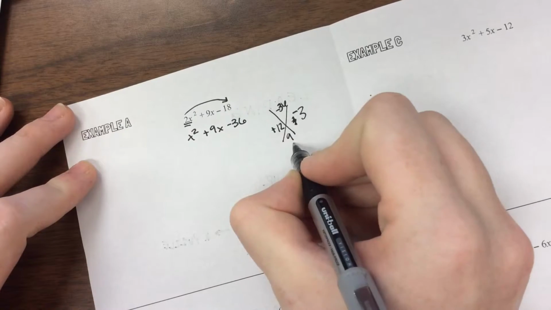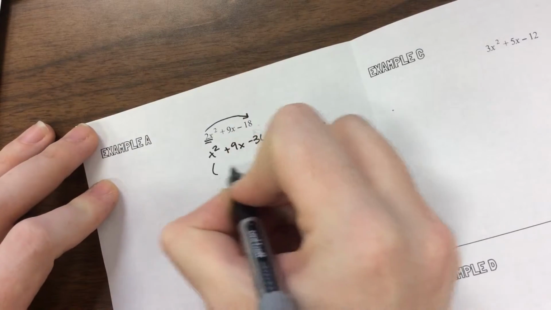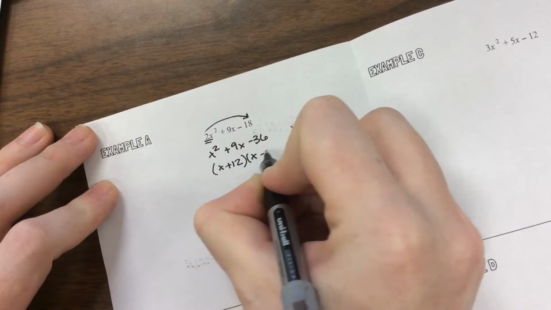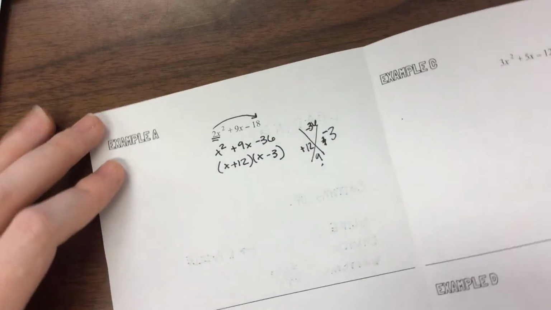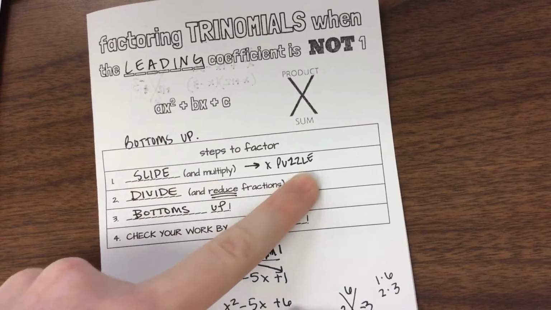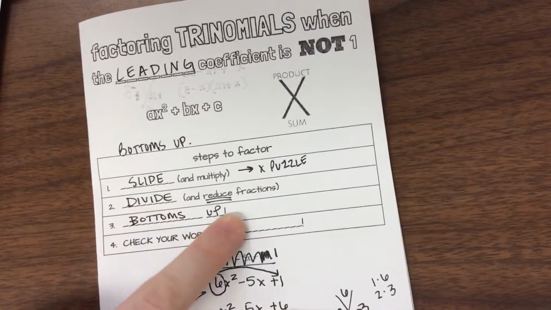12 plus a negative 3 is 9, 12 times negative 3. So here are our factors. We got an x plus 12 and we got an x minus 3. Once you slide, you multiply and do your x puzzle. Then we're going to divide and reduce fractions.